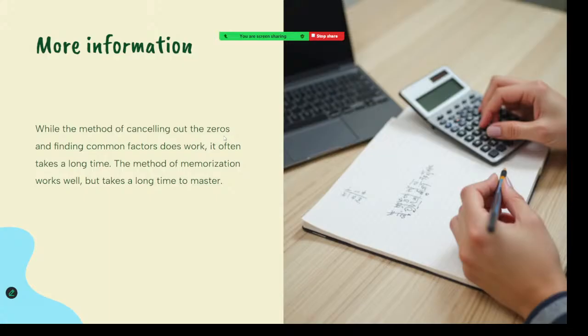A little bit more information. While the method of canceling out the zeros and finding common factors does work, it often takes a long time and is not that efficient for more complex problems. The method of memorization works really well for complex problems, but takes a long time to master.